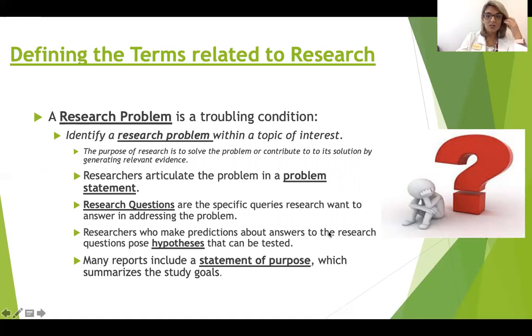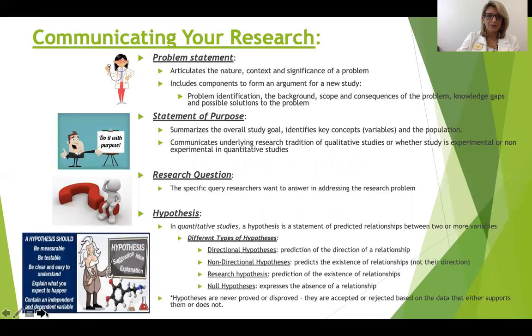Researchers who make predictions about answers to the research questions pose hypotheses that can be tested, and that's more in your quantitative studies, okay? Because the hypothesis is proven by the numerical, measurable data, okay? Many reports include a statement of purpose, which summarizes the study goals. Okay, now how do we break down each one of these and differentiate them? Let's look at the definitions of each one.